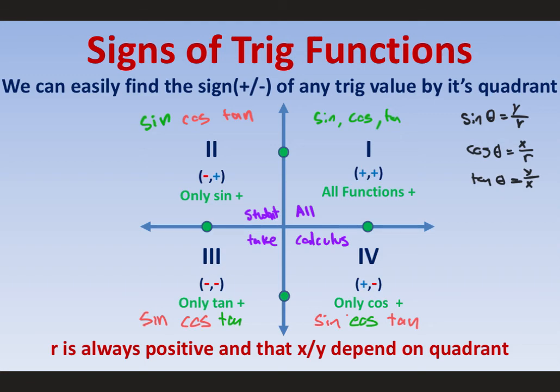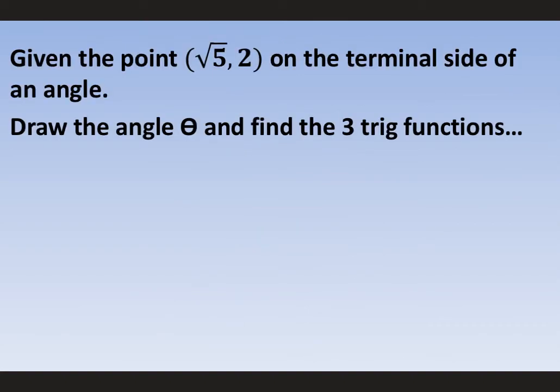It'll help you see that based on what quadrant you're in, you can really help pay attention to what's positive and what's negative. All right, so one last problem. It says, given the point square root 5, 2 on the terminal side of an angle, draw the angle, find the three trig functions, just like we did before. Let's go ahead and give it a try.